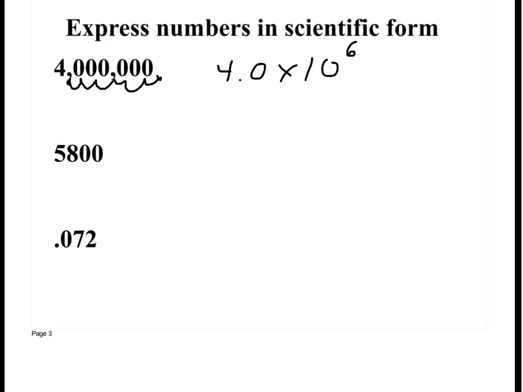Make sure you always go from where the decimal place is to where it needs to be, which is always behind the first number. Here it needs to be right there between the 5 and the 8. Always behind the first number, the first significant number. Zeros are not significant. So I go 1, 2, 3. So this is 5.8 times 10 to the third power. Any questions so far? Here I have 0.072. So the decimal is going to end up there.